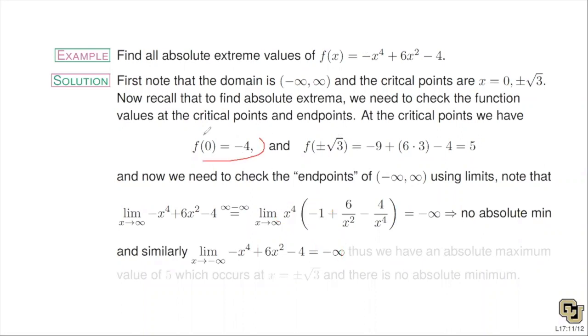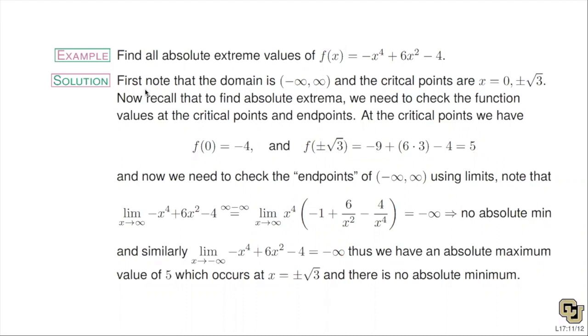And now if I look at these numbers, I see that 5 is the largest. So there's going to be an absolute max value of 5, which is occurring at 2 points, x equal to plus and minus root 3. And there's no absolute minimum for this function.